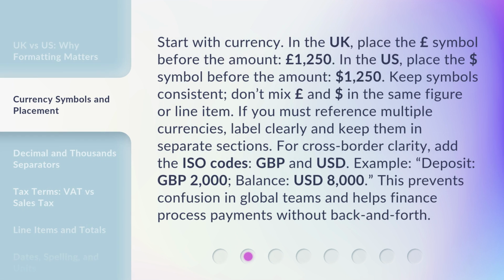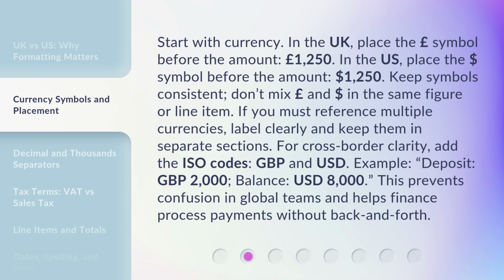Start with currency. In the UK, place the pound symbol before the amount, £1,250. In the US, place the dollar symbol before the amount, $1,250. Keep symbols consistent. Don't mix pound and dollar in the same figure or line item. If you must reference multiple currencies, label clearly and keep them in separate sections.